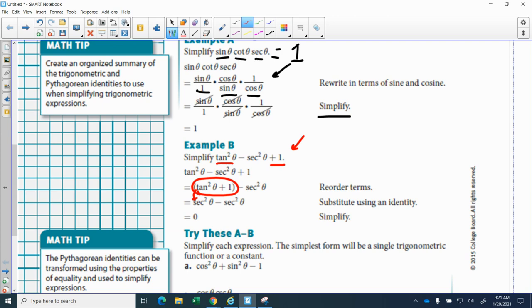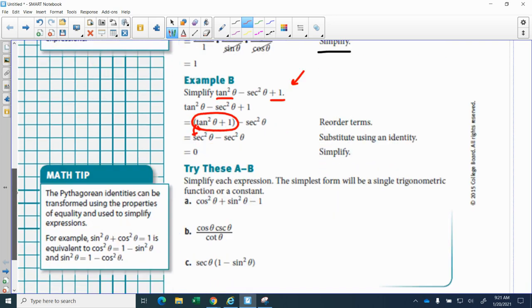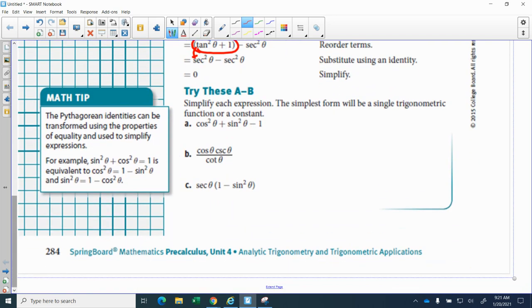Okay. So let's develop this and build off of this within the Try These A and B. Within Try These A and B, we're going to start looking at how we can actually simplify this. Once again, I want to think about where I can actually simplify a problem. Well, here's the first thing I see.